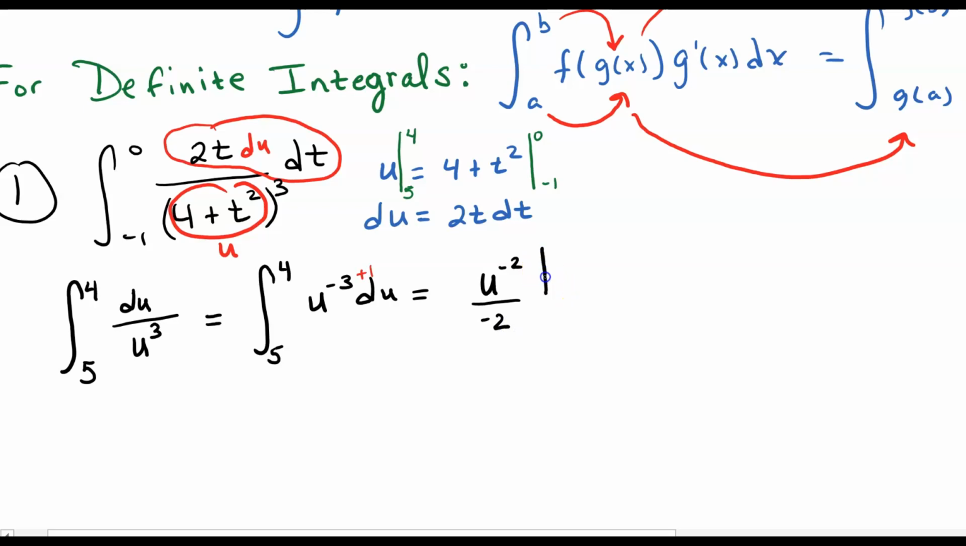And remember we're going to evaluate it from 5 to 4, but when we clean this up, it looks like this.